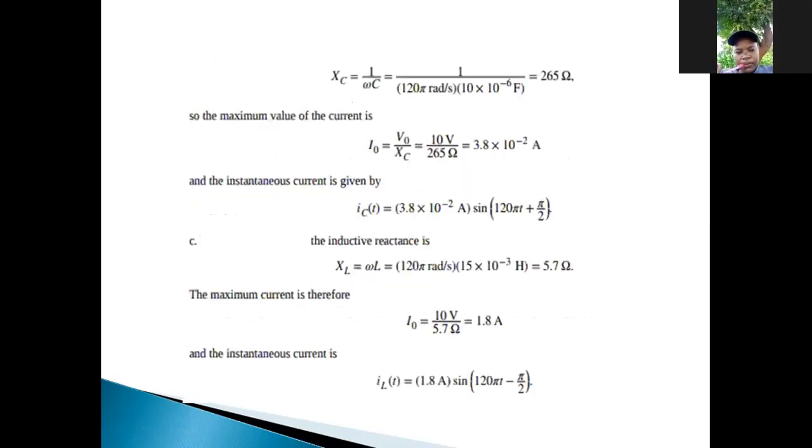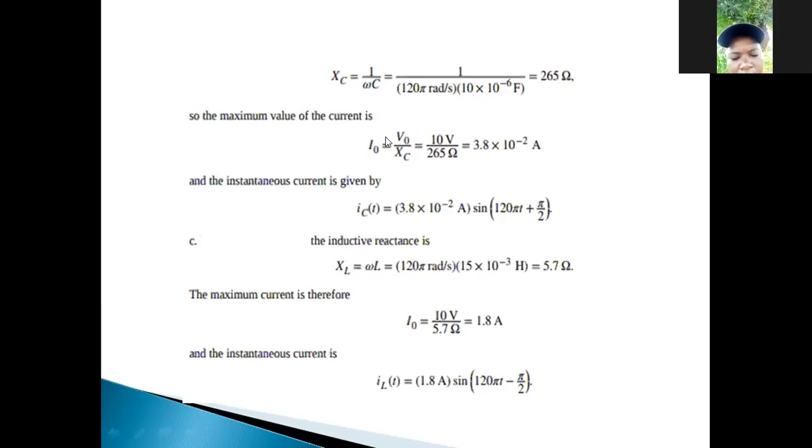For instance, if it's a capacitor, the reactance there is given by 1 over omega C, where omega is the angular frequency given by 2 pi f. And so you can see that one has been calculated for you. The kind of resistance you get here, we are calling it capacitive reactance, because it is obtained as the AC is flowing through the capacitor.